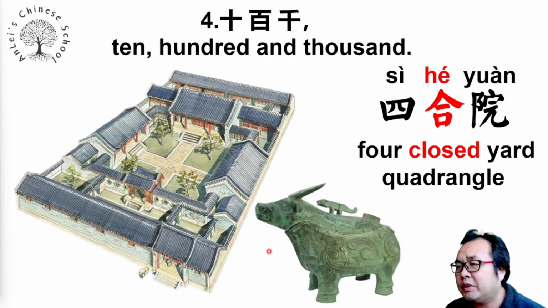This bronze vessel is made in the shape of an ox. The top part is the cover. The bottom part is the container. So put them together, it's a 合, making a complete sealed container. So the quadrangle, 四合院, means a fully enclosed yard. The house was sealed and it's good for privacy.